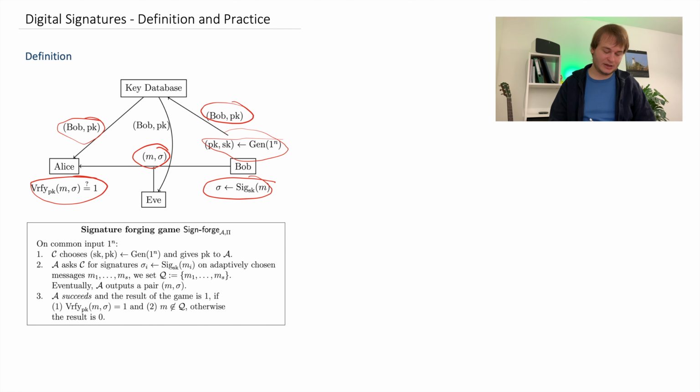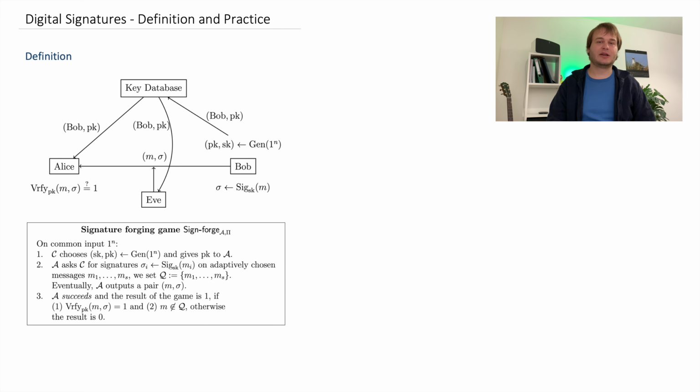In particular, Eve may also be looking at the wire and seeing the message and the signature. And additionally, she of course also has access to this public database of keys, so she knows Bob's public key too. But all of this shouldn't help her convince Alice that some message that actually originated with Eve was sent by Bob. And the security game for this is actually very, very similar to the one that we had for MAC unforgeability. So for message authentication codes, the symmetric version of digital signatures.